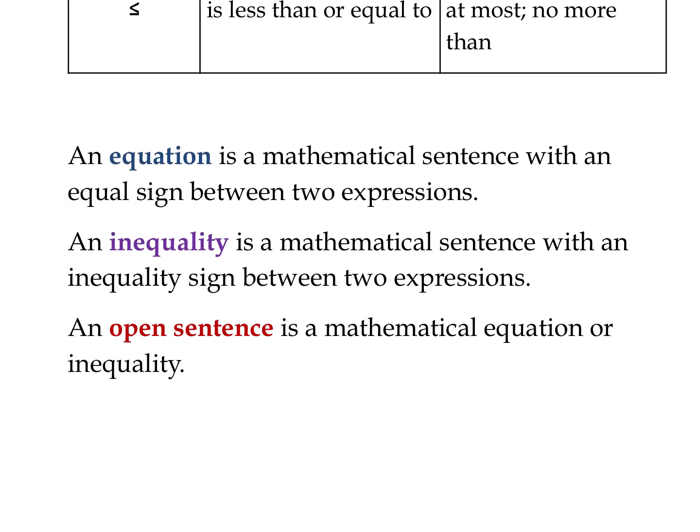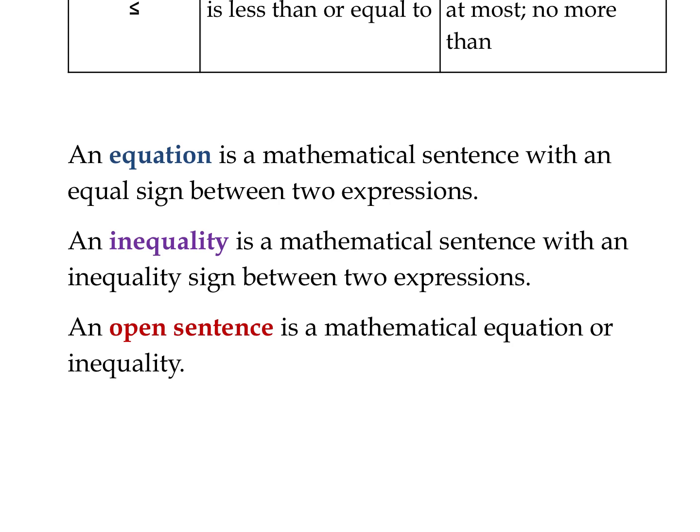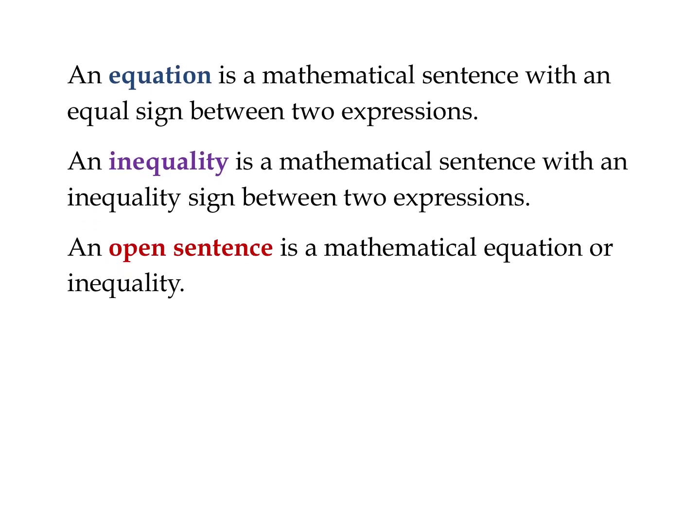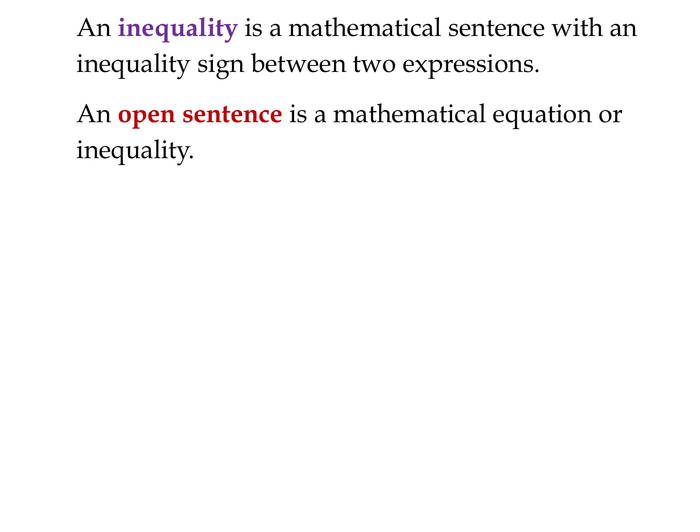Some more terminology, so when we see them, we're comfortable with them. An equation is a mathematical sentence with an equal sign. Okay, that's where we have the equal. Is the same as. The inequalities, where we have the greater than or less than sign. And then an open sentence is any of those. So that's a mathematical equation or inequality. So just be familiar with those terms. So we see equation, inequality, and open sentence. We know we're writing something a little more than an expression.